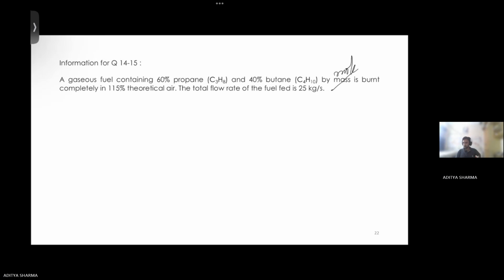Okay. Now, question number 14, let's see. It says determine the required flow rate of air. So how can we solve this question? Please think on it.